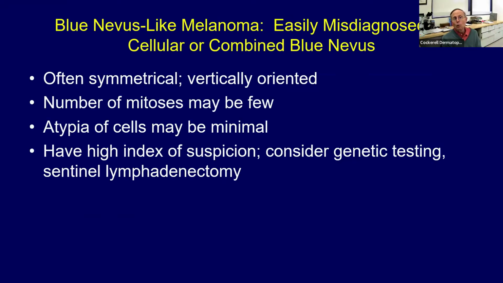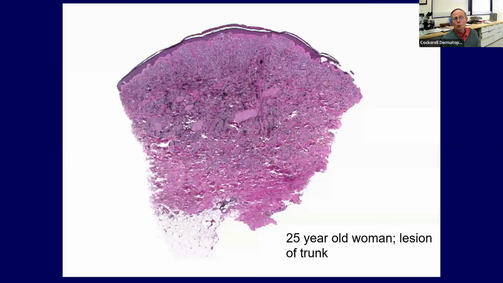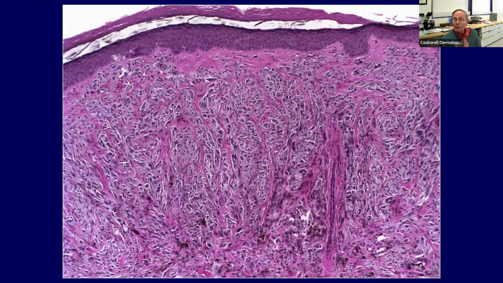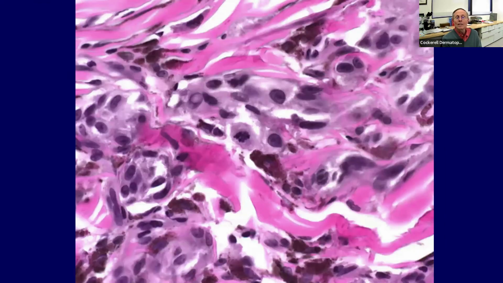Another tough case: blue nevus-like melanoma. These are commonly misdiagnosed as a cellular or combined blue nevi. They often look symmetrical. They're often vertically oriented. They may look like a blue nevus clinically. This was a 25-year-old woman. They did a punch biopsy, which unfortunately hinders your ability to evaluate breadth, symmetry, and circumscription. It seems vertically oriented. There's not much epidermal involvement, but there is some pleomorphism of these cells and a mitotic figure. And this was recognized. It was excised. Unfortunately, she developed a lymph node metastasis from this.